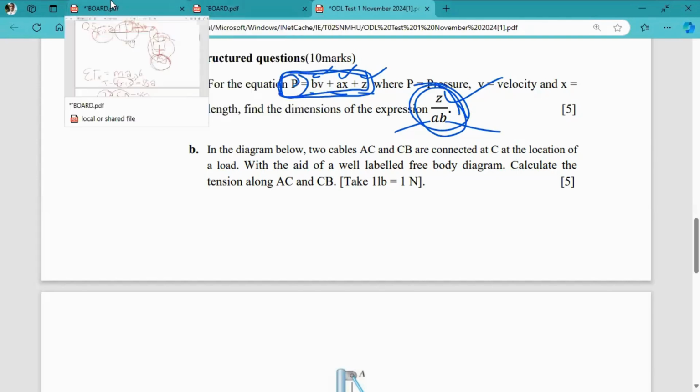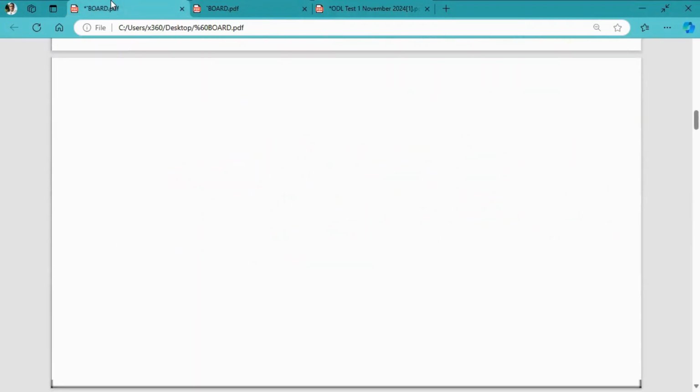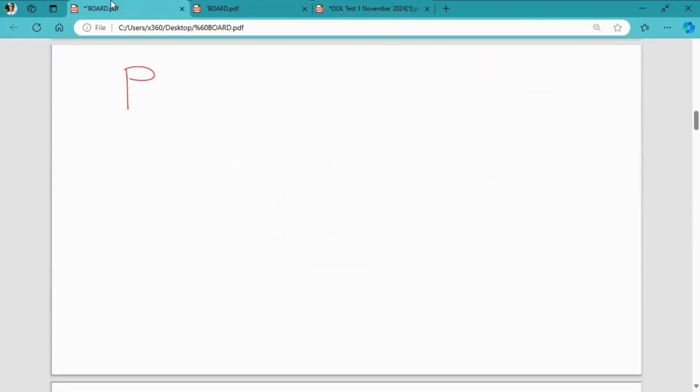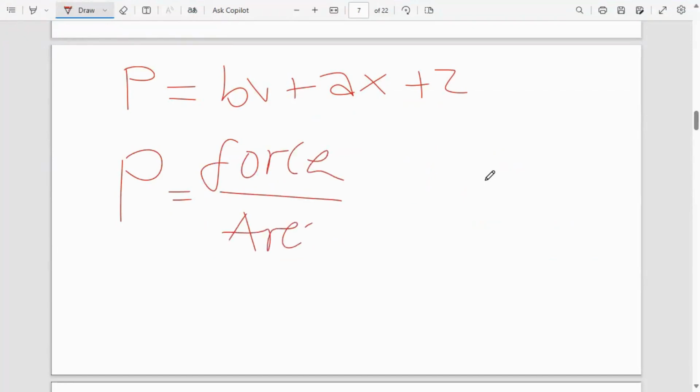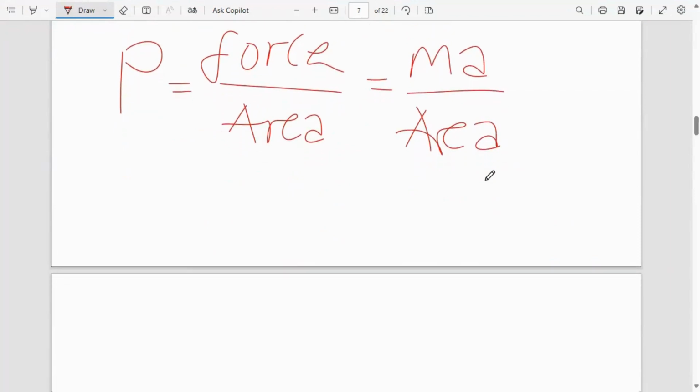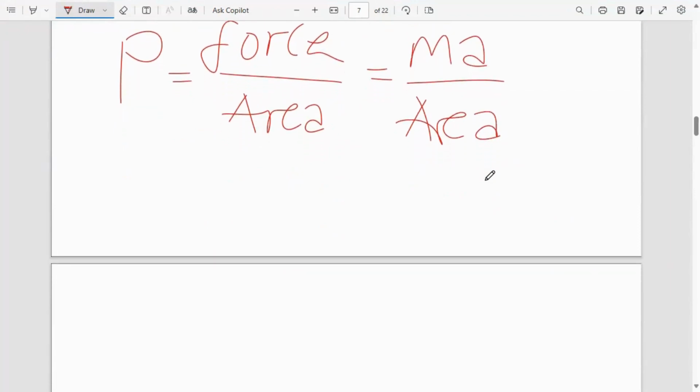Where's my board? Here. So this is the equation we're using: P is equal to BV plus AX plus Z. We know that pressure is equal to force over area. And what are the dimensions of force? Force is equal to mass multiplied by acceleration. That's the equation for force, whilst area is just area. This is a derived quantity, area.